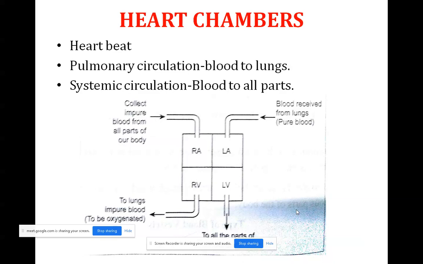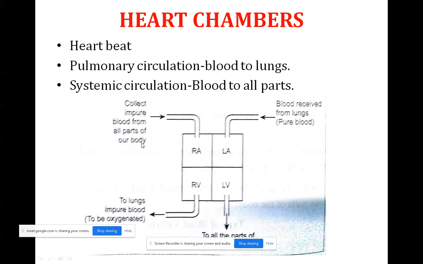So here, circulation happens in two methods. One is pulmonary circulation, that is blood to the lungs. All the blood from the parts of the human body is collected and impure blood will be sent to the lungs. In systemic circulation, the heart collects the blood from the lungs and sends it to all the parts of the human body. So there are two circulations: one gives blood to the lungs, the other takes blood from the lungs and gives it to all parts.